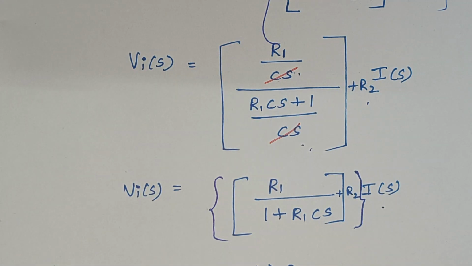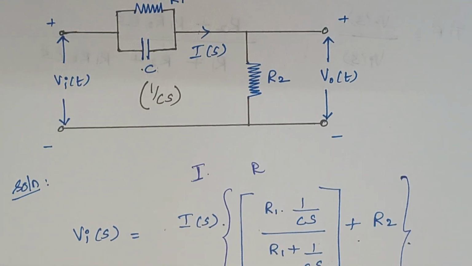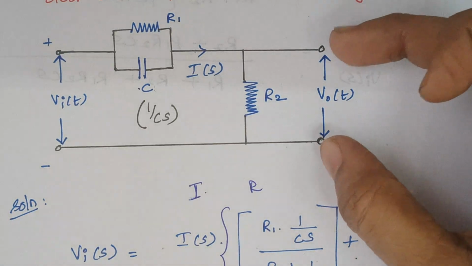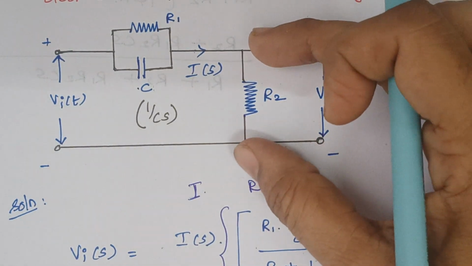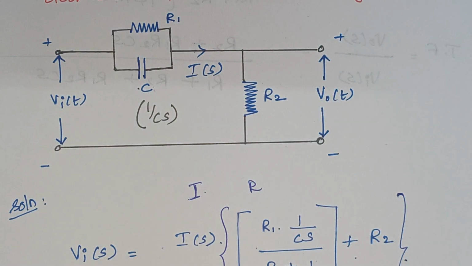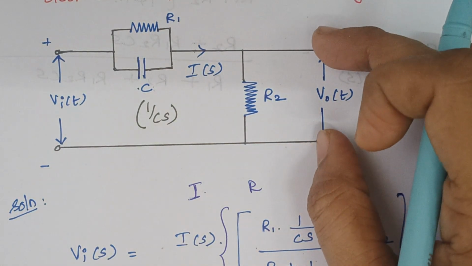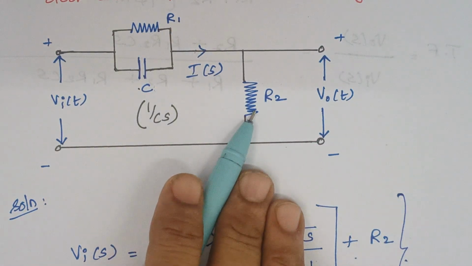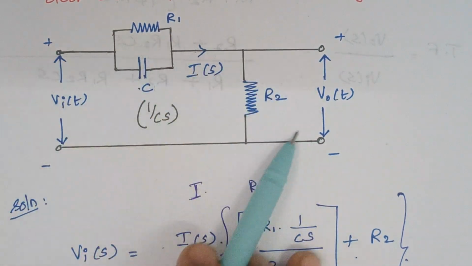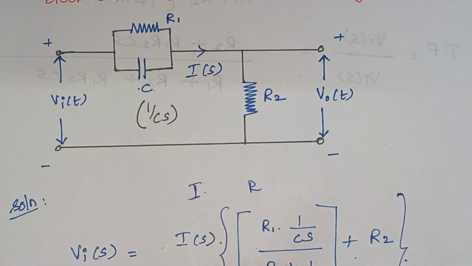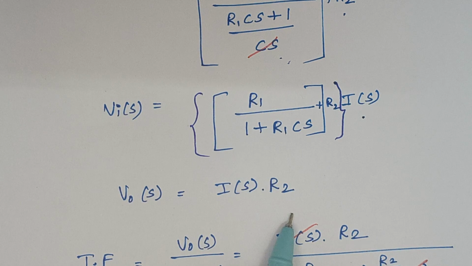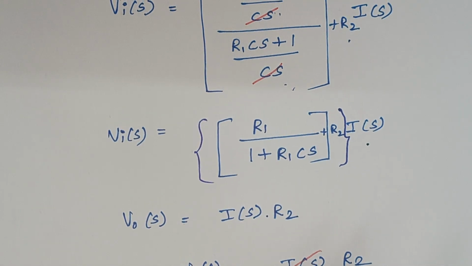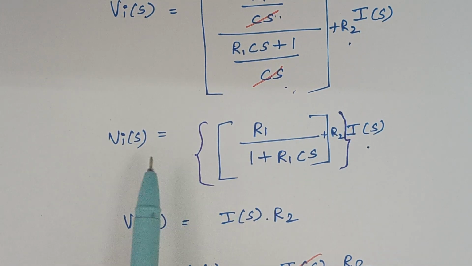Now we represent our output voltage. The output voltage is the voltage impressed across the resistance R2. So V0(s) can be represented as I(s) into R2, because I(s) is the current that flows through this circuit. Now we know the value of the output voltage as well as the input voltage. Then what is the transfer function?